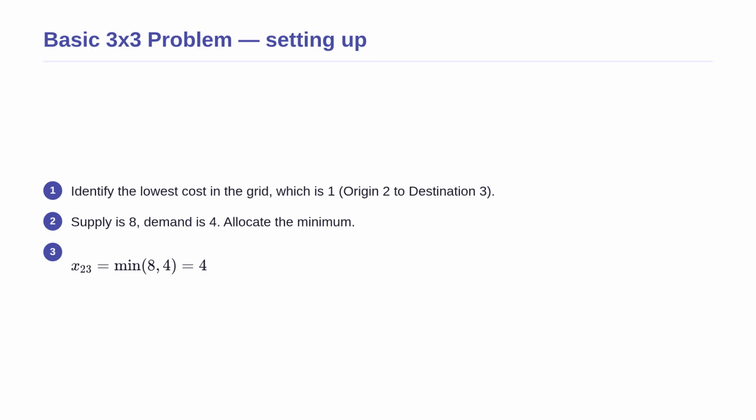Before we move on, let us see this with a concrete example. We have a 3x3 grid with supplies of 5, 8, and 7 and demands of 7, 9, and 4. Our strategy is to scan the entire grid for the absolute lowest cost. Scanning the grid, the lowest cost anywhere is 1, located at origin 2 to destination 3. The supply is 8 and the demand is 4. We allocate the smaller number, which is 4. Destination 3 is now fully satisfied, so we cross out its column. Origin 2 still has 4 units left.